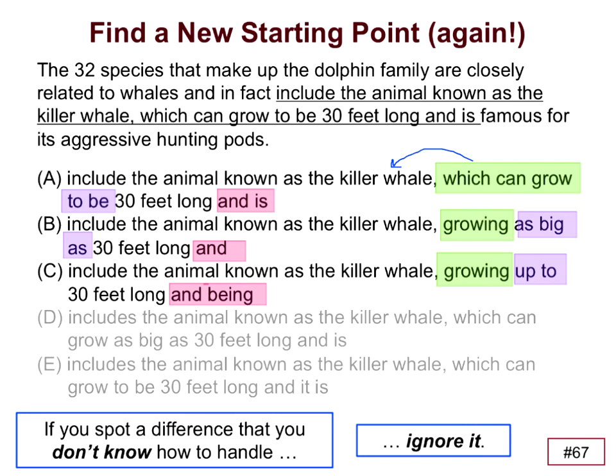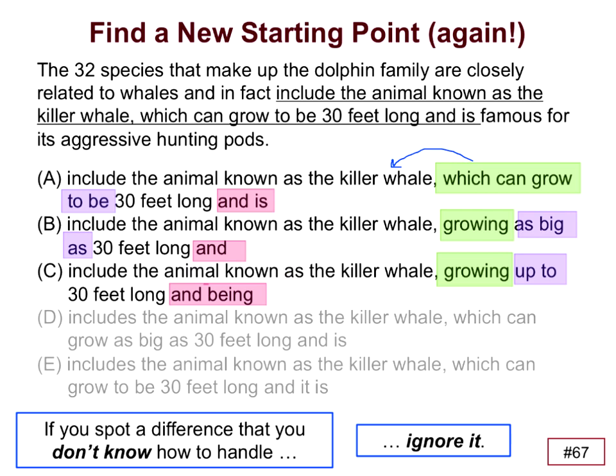What about the growing option? How come that one doesn't refer to the killer whale? Yeah, good. So comma ing modifier, see the comma right there? A comma ing modifier refers to the subject and verb of the main clause, and possibly the object as well, but mainly the subject and verb of the main sentence to which it's attached. So that main sentence would be the species are closely related and include the animal.